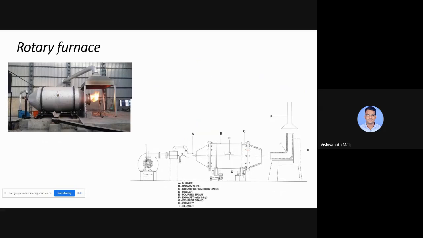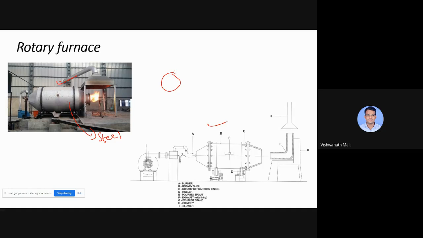Next furnace is the rotary furnace. Here you can see the actual rotary furnace, and here is the schematic diagram. Generally this is made up of steel. The outer surface of this rotary furnace is made up of steel. Now the advantage of this rotary furnace is that it is rotating.